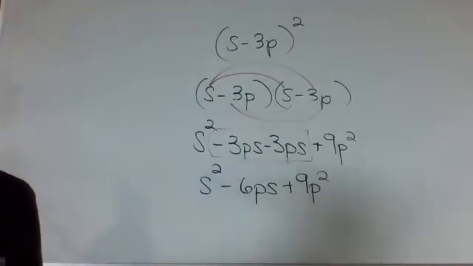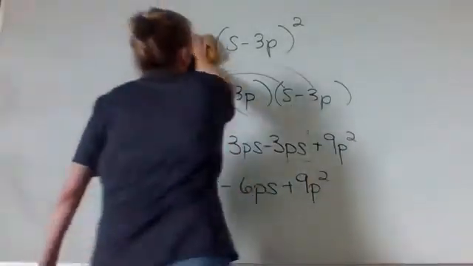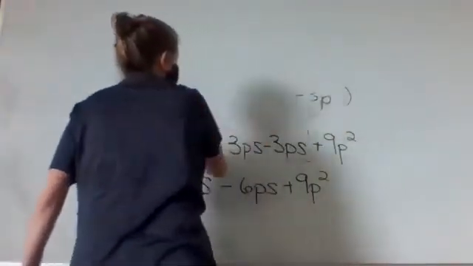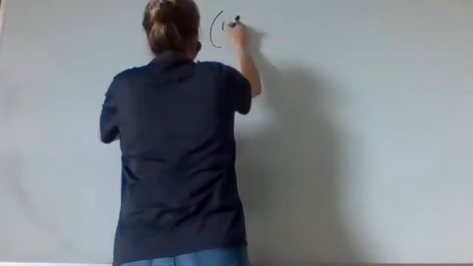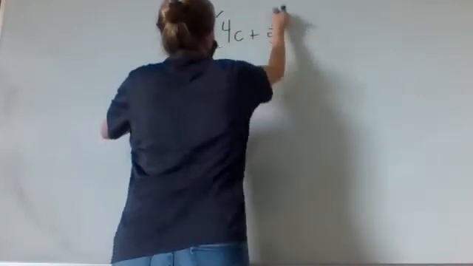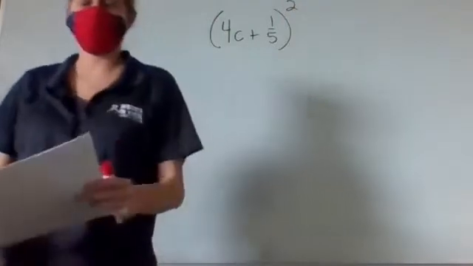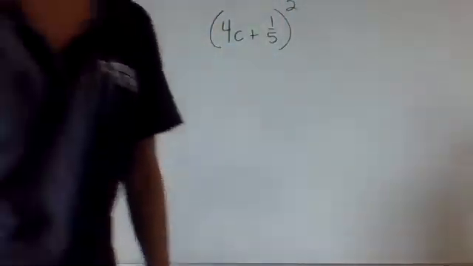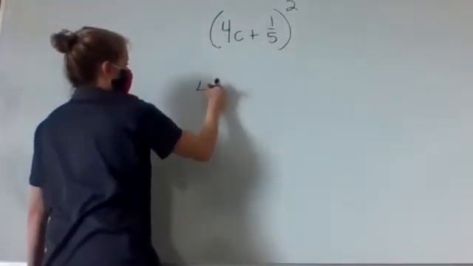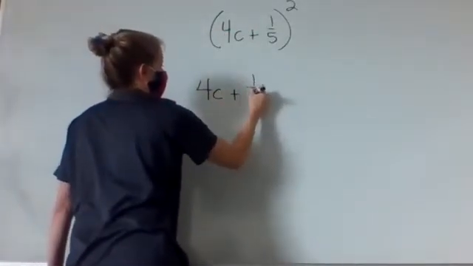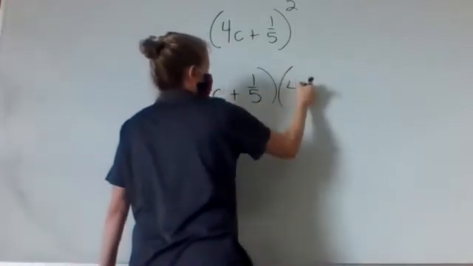All right, now I'm going to go back to number 3. 4c plus 1/5, squared. See why I skipped it? If I square it, that means to multiply the 4c plus 1/5 times itself.